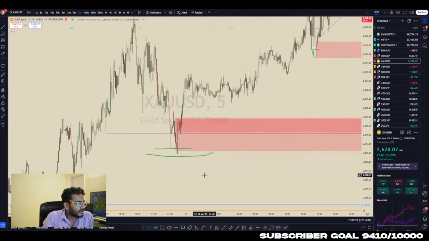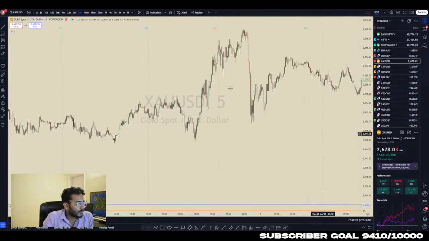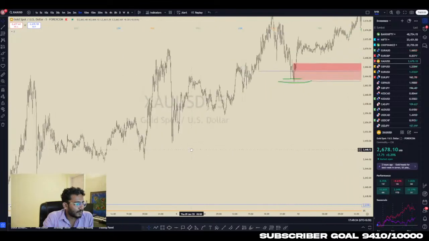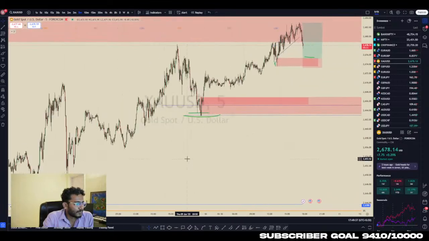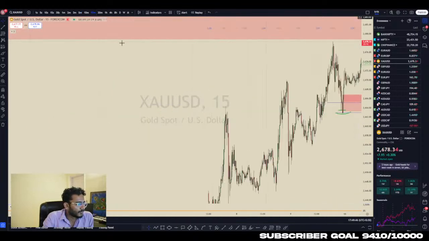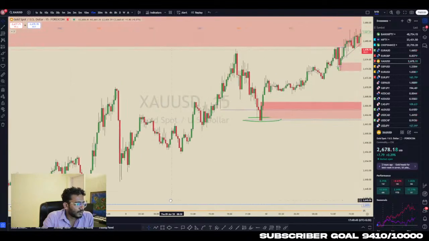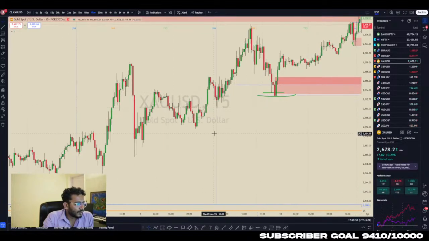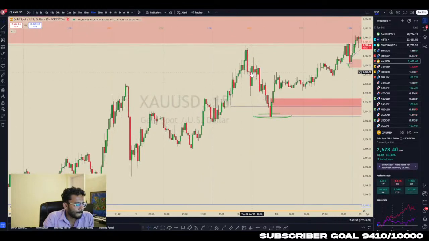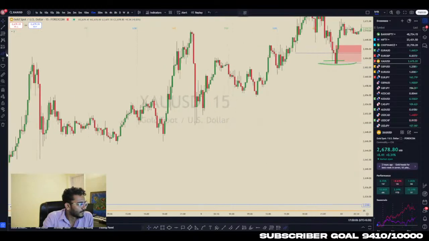Yesterday, on the New York session, I missed this move. That's why I came early. On the New York session, we can see this was the entry. Yesterday, the day before yesterday, not yesterday, but around here, this move.